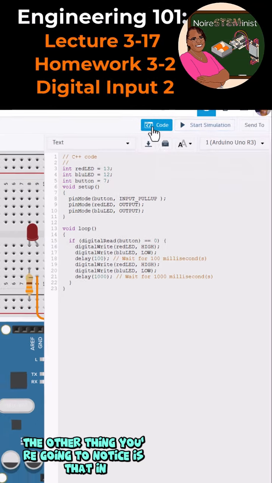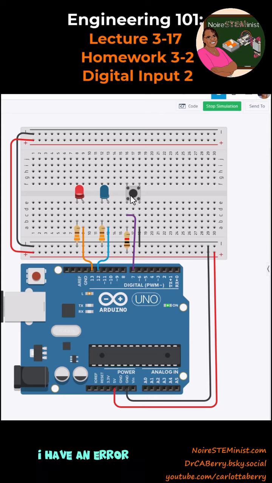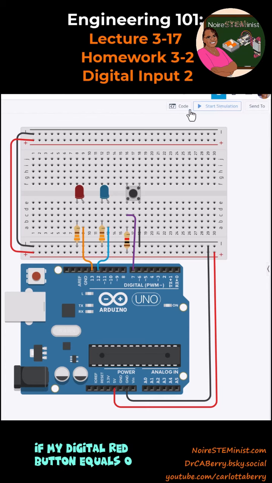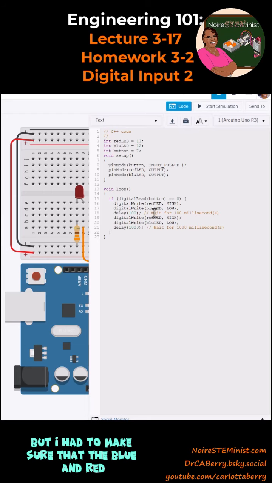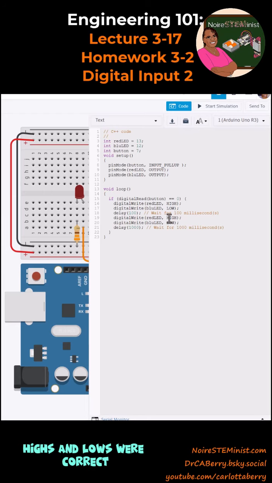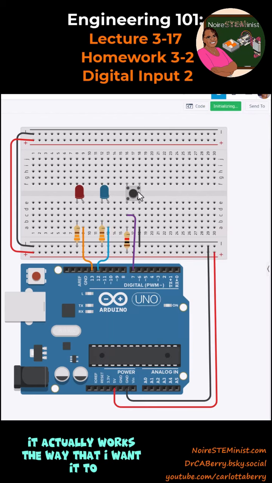The other thing you're going to notice is that in the loop function, which runs continuously, I have an error. And so I have an if condition that says if my digital red button equals 0, which means it is pressed, I want my LEDs to turn on and off, but I had to make sure that the blue and red highs and lows were correct so that when I start the simulation and press the button, it actually works the way that I want it to.